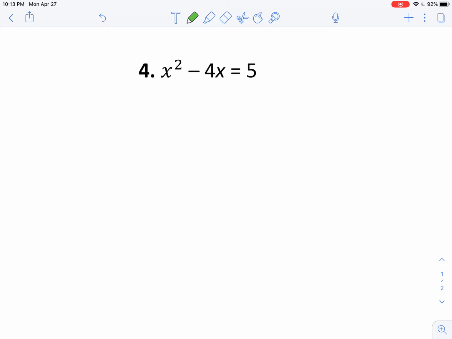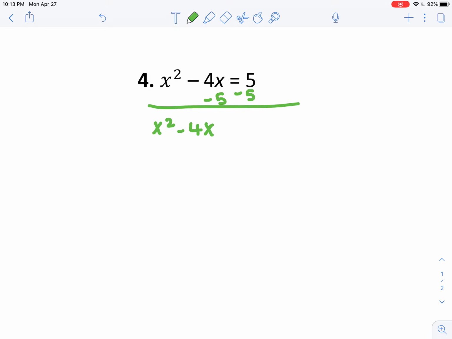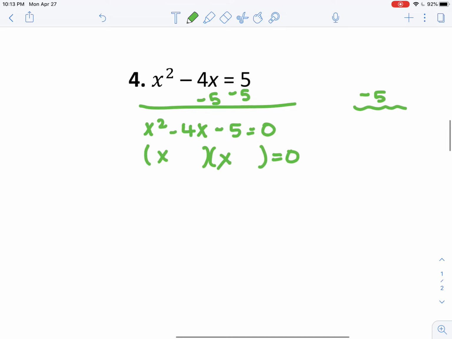In number 4, again, we need to rearrange our terms before we can factor. Let's bring 5 over to the left by subtracting it. This gives us x squared minus 4x minus 5 equals 0. We have our terms in descending order equal to 0, so we can factor. Create the two parentheses. X goes at the beginning of each. Then we find two numbers that multiply to negative 5 and add to negative 4.